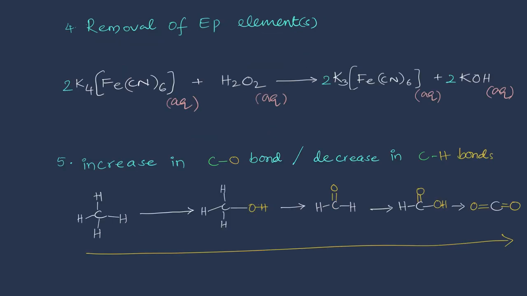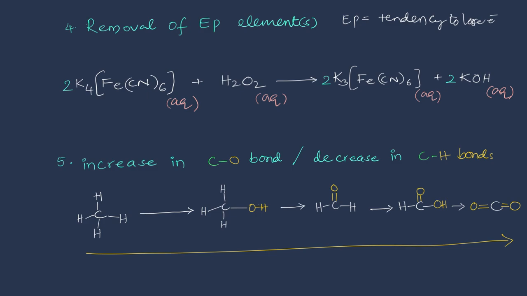Next, the fourth one is removal of electropositive element. Generally, first group elements, the metals, are electropositive, which have the tendency to lose electrons. They are called electropositive elements. So keep in mind, electropositive elements mean what? Tendency to lose electrons.